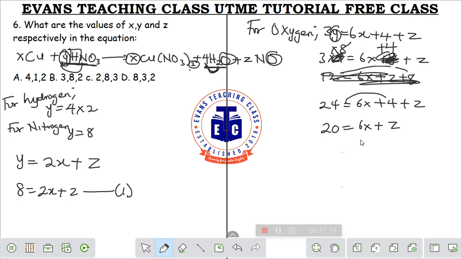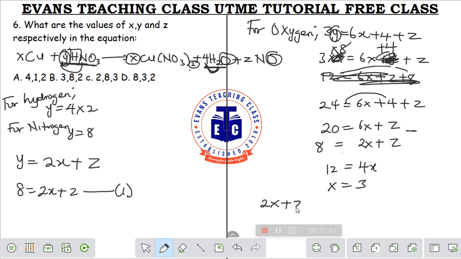So let's bring everything together. So don't forget we have 2x plus z here is equals to 8. So let's minus them from each other. So that will be 4x is equals to 12. So what's our x like that? So automatically what do we get? x is 3. So you can see we have gotten the answer already.